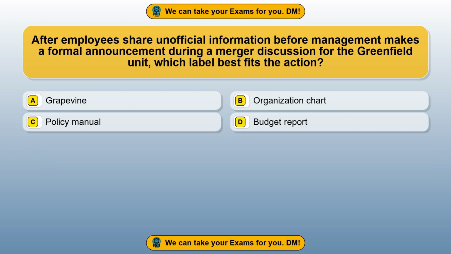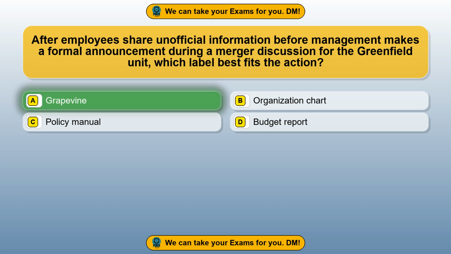Question 72. After employees share unofficial information before management makes a formal announcement during a merger discussion for the greenfield unit, which label best fits the action? Option A, grapevine. Option B, organization chart. Option C, policy manual. Option D, budget report. The correct answer is option A, grapevine.